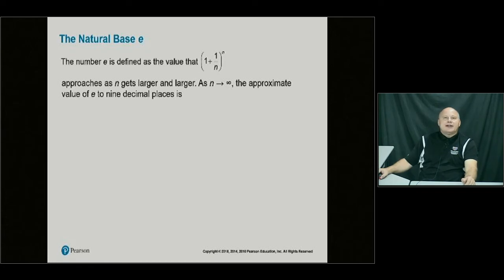Now, the natural base e. The number e is defined to be the value of 1 plus 1 over n to the nth power as n gets larger and larger. So as n runs off to infinity, the approximate value of e out to 9 decimal places is 2.718281828. That last digit is an 8 because it's rounded up. But anyway, that's out to several decimal places.